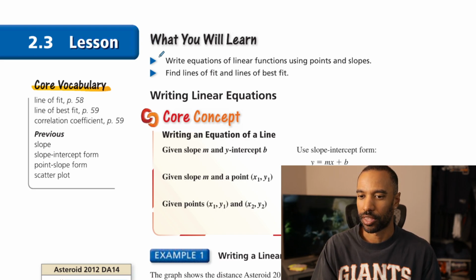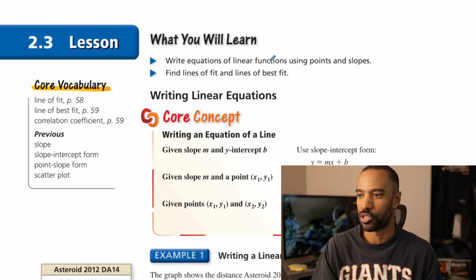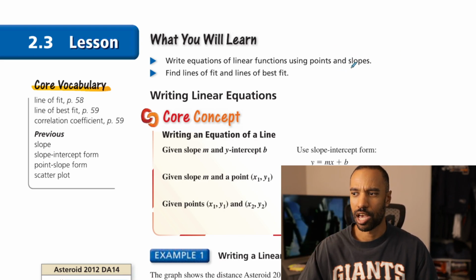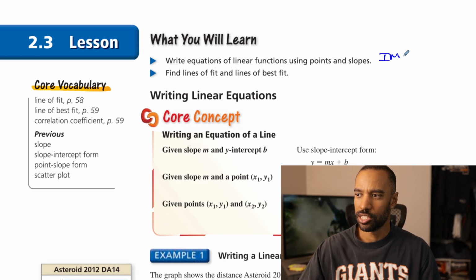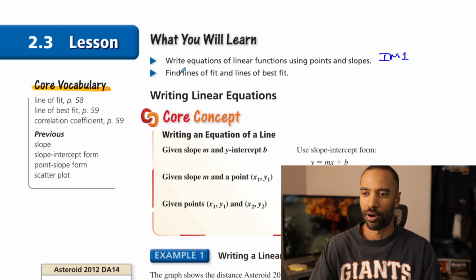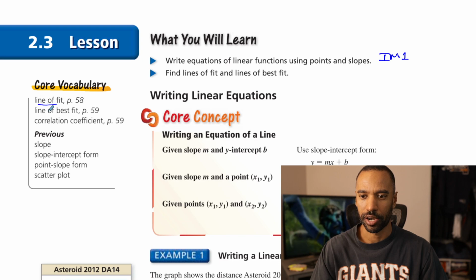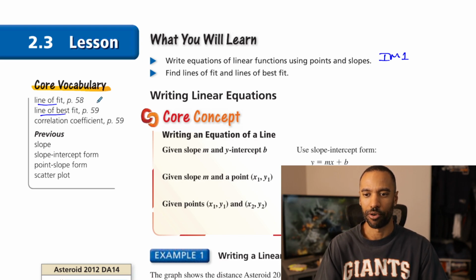So we're starting with the lecture portion here. We're going to learn to write equations of linear functions using points and slopes. Again, kind of an IM1 topic. But then a statistics topic, one you might not have done before, find lines of fit and lines of best fit. Now those are two target terms right there, core vocab.